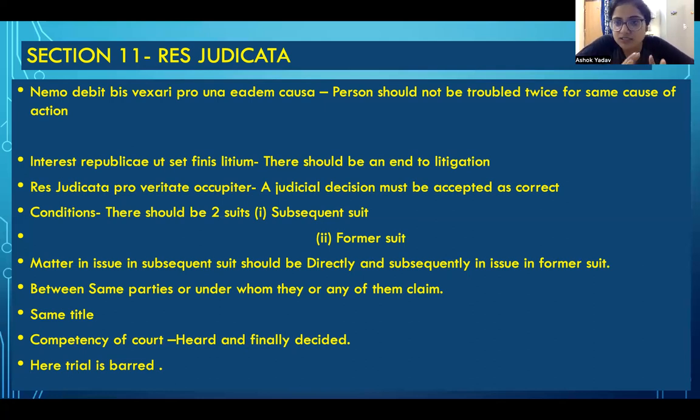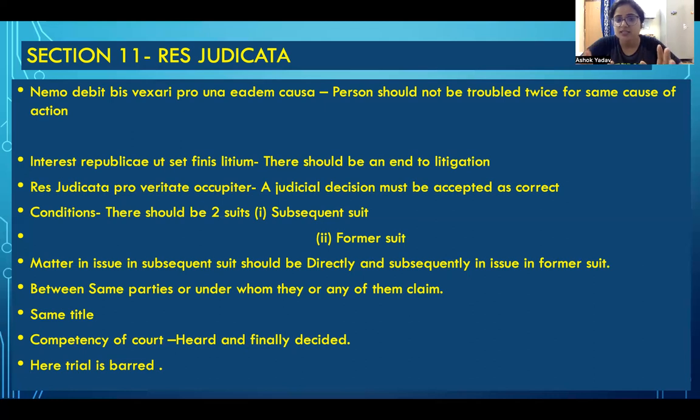So if these conditions are fulfilled, what is the result? It will be hit by the provision of res judicata, and the trial of the subsequent suit will be barred. So the gist of this section is that if there are two suits, the matter directly and substantially in issue in the subsequent suit was also in the former suit, the parties are the same, the title is the same, the court was competent, and the matter was heard and finally decided, then the trial will be barred.